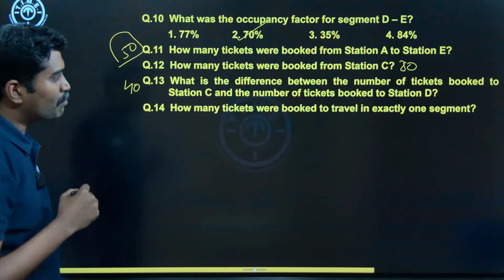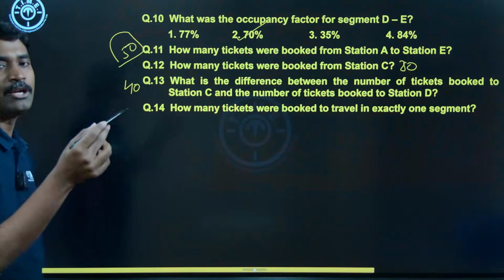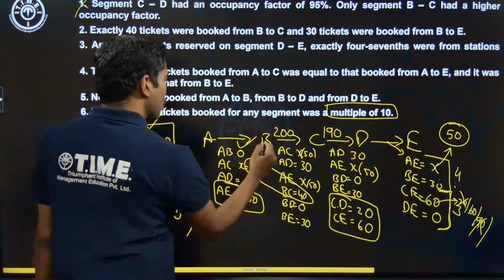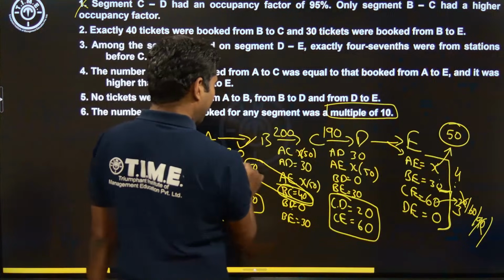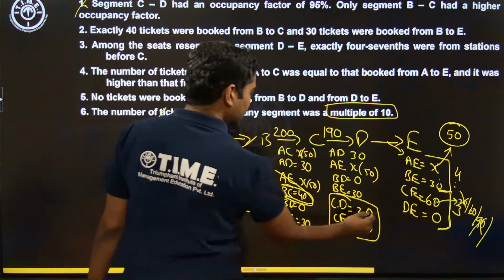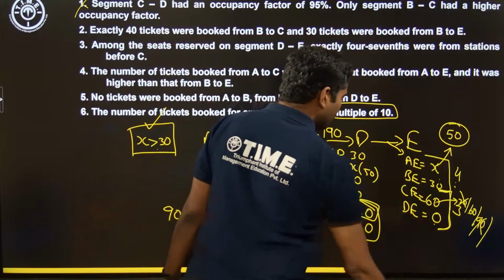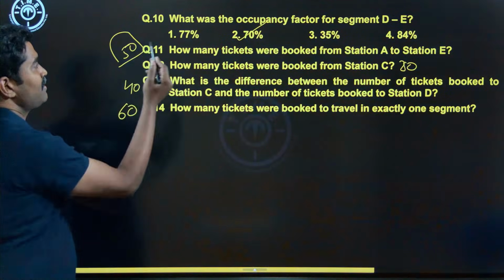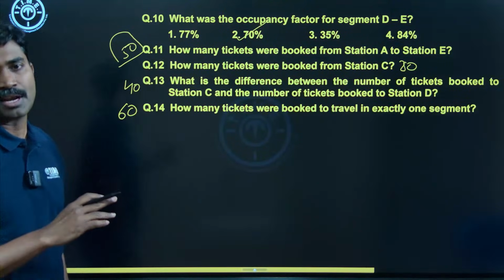Last question. How many tickets were booked to travel in exactly one segment? One segment means A to B, B to C, C to D, D to E, right? AB is 0, BC is 40, right? AB 0, 40, CD 20, 40, 20, 60 and plus 0, total 60. So that's 70%, 50, 80, 40, 60. That's 5 questions down, guys.